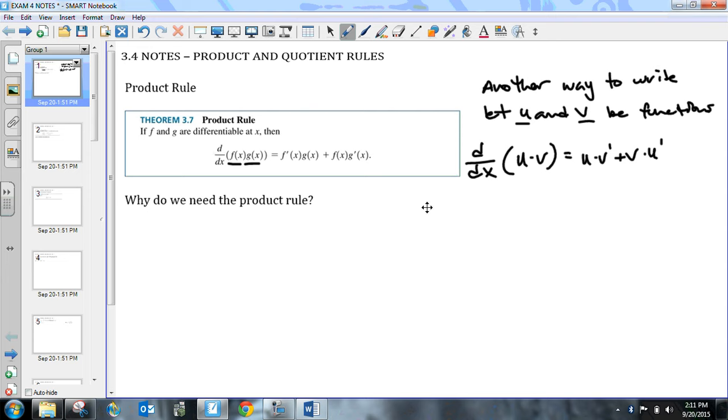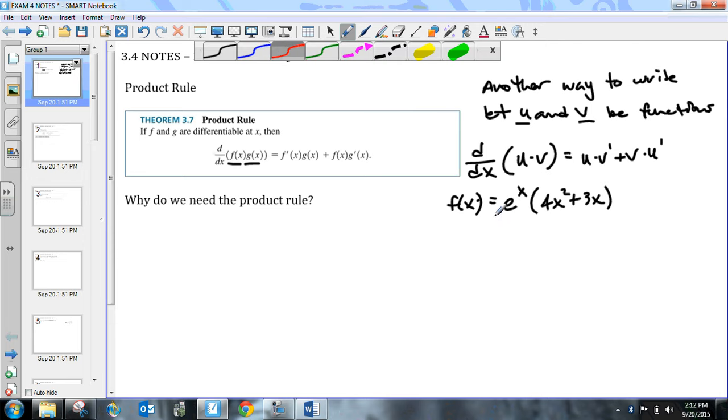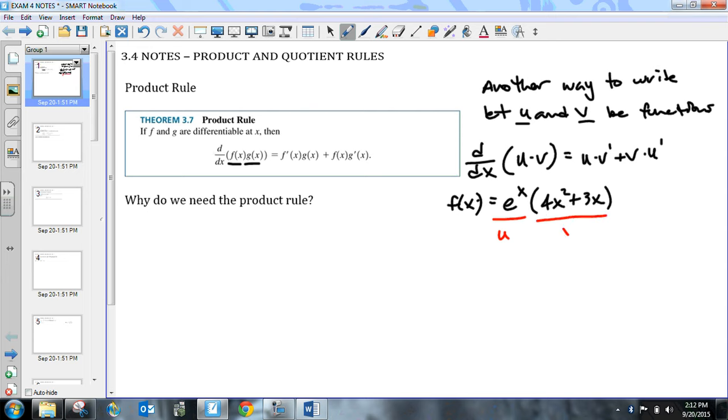But let's look at an example. Let's say that f of x is equal to, say, e to the x times 4x squared plus 3x, okay? What I'm going to do is I'm going to let this be a function u, okay? And I'm going to let this be a function v, all right? And the way that I write this out is I let u equal e to the x, and I let v equal 4x squared plus 3x.